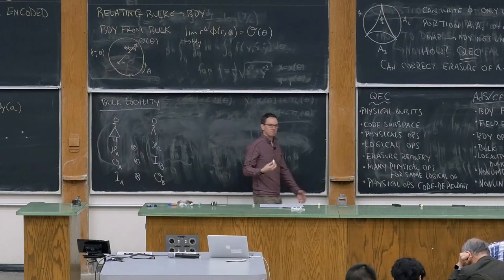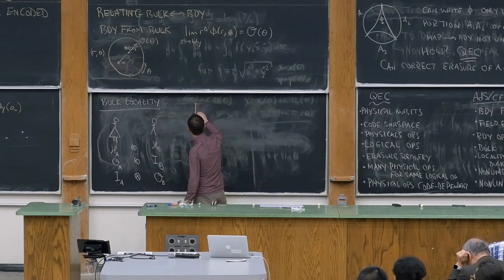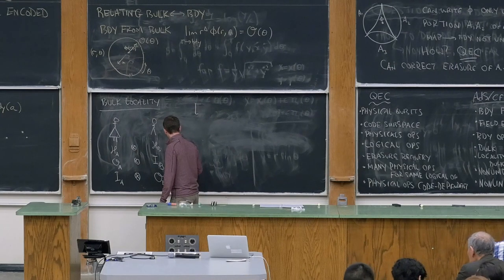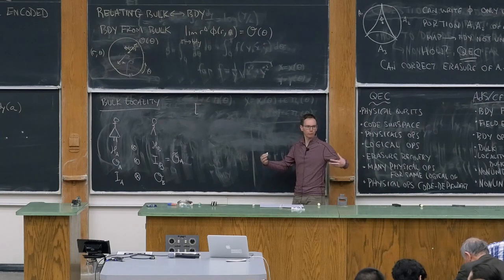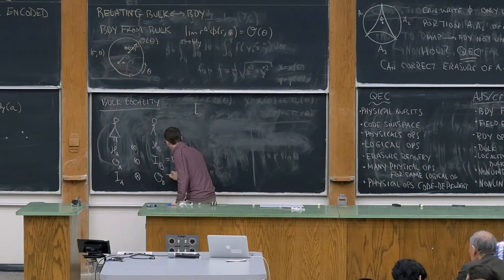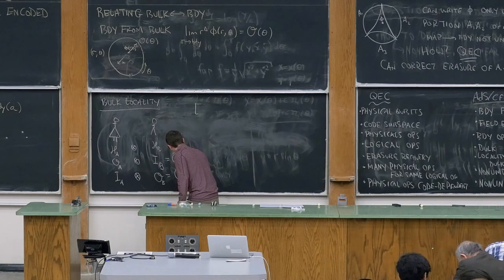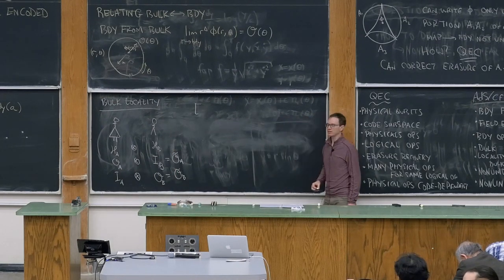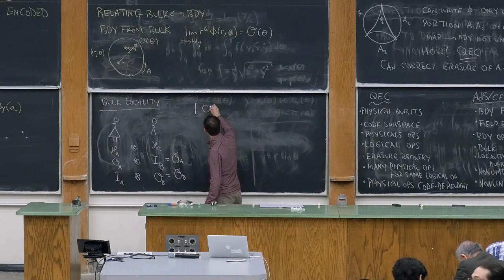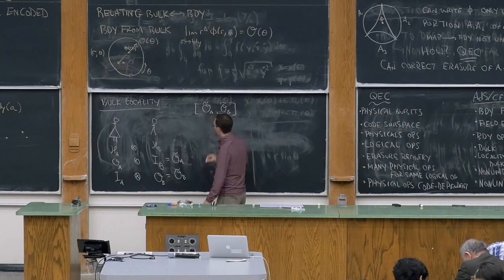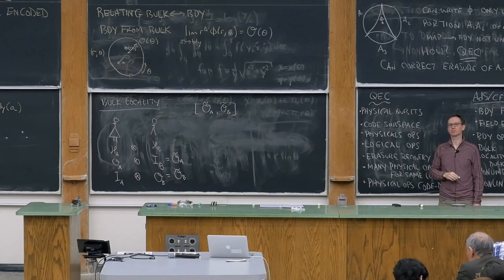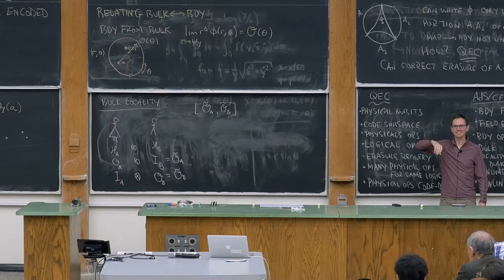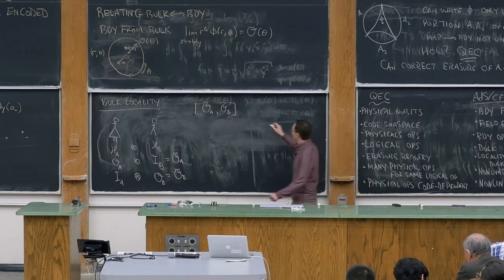And as a result, well, let's give these things names. O tilde A will be the operator acting on the whole Hilbert space, but corresponding to Alice doing something. And O tilde B will be the operator acting on the whole Hilbert space corresponding to Bob doing something. What happens if we commute these two operators? This is an exercise. Feel free to put up your hand. Yeah. Zero. Yes, good. So they commute.